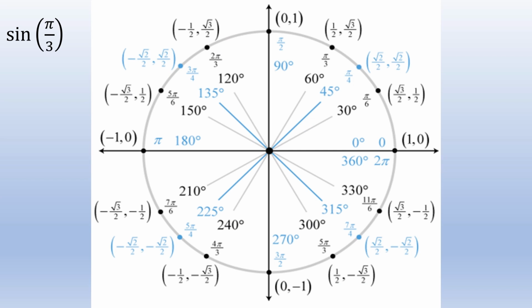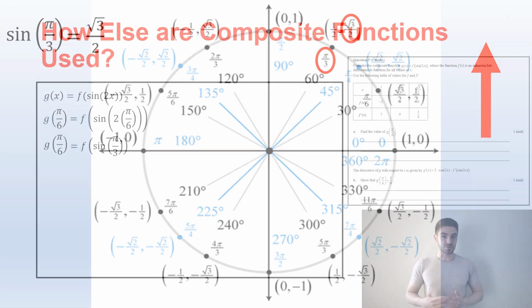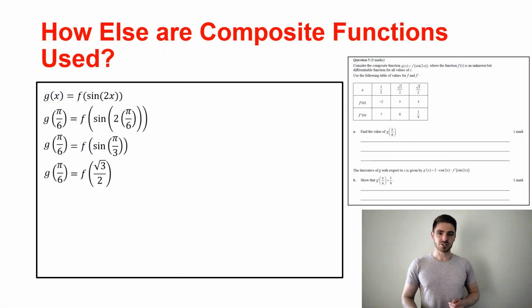Consulting the unit circle, we can see that sine pi on 3 is root 3 on 2. If you aren't familiar with how to solve circular functions like this, check the link above for an in-depth walkthrough. I'll even leave a link in the description as well. For now, we've simplified our expression down to just f of root 3 on 2.